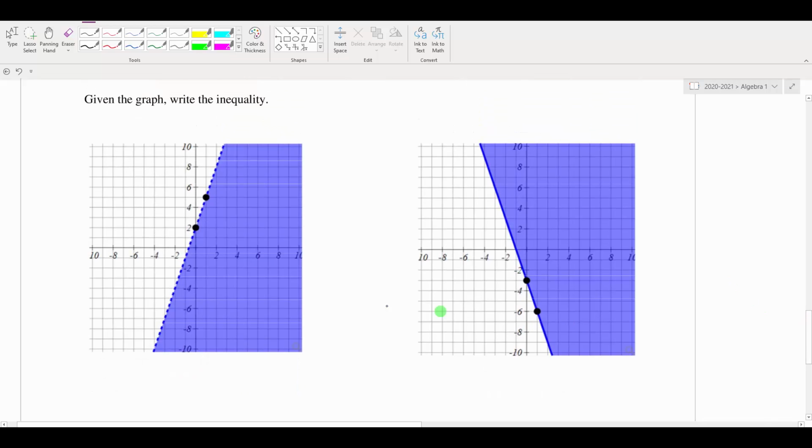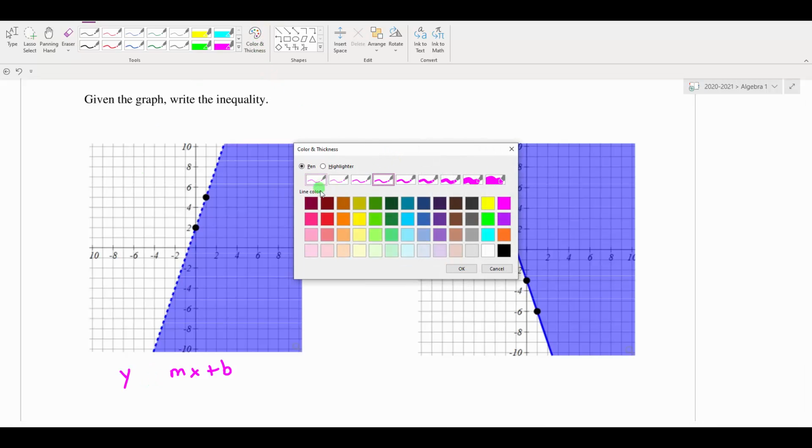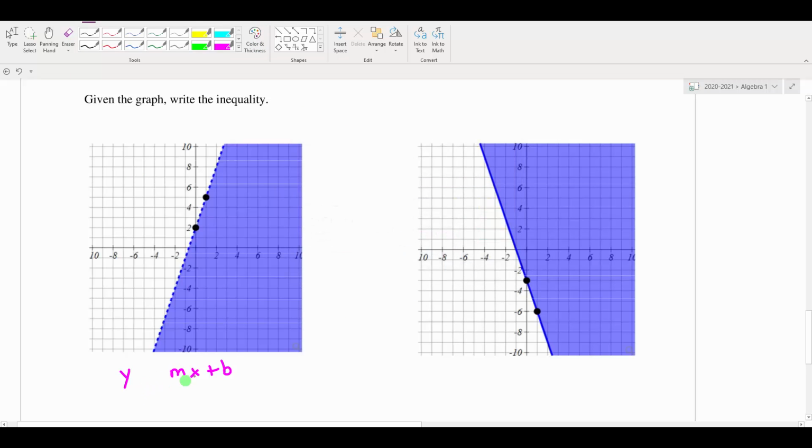Okay, so we want to know what inequality we should write. So this is going to be y, and then we're going to have an mx plus b, and we've got to figure out whether or not this is going to be greater than or equal to, or what symbol is going to go in between the y and the mx plus b. But I always like to just start with my blueprint like I have here, right? I have the y, I have the mx plus b, so I will figure out the symbol later.